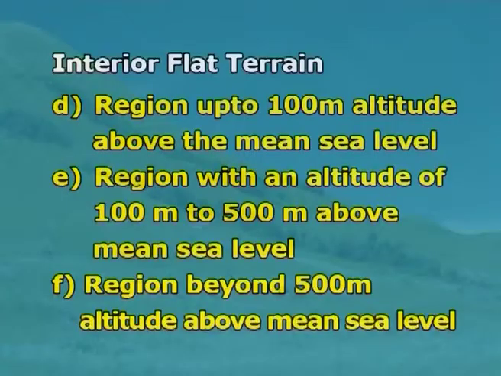The general topography of interior flatlands may have the following altitudinal ranges. Region up to 100 meters altitude above the mean sea level, region with an altitude of 100 meters to 500 meters above mean sea level, region beyond 500 meters altitude above mean sea level. The map can clearly show these interior flatlands.